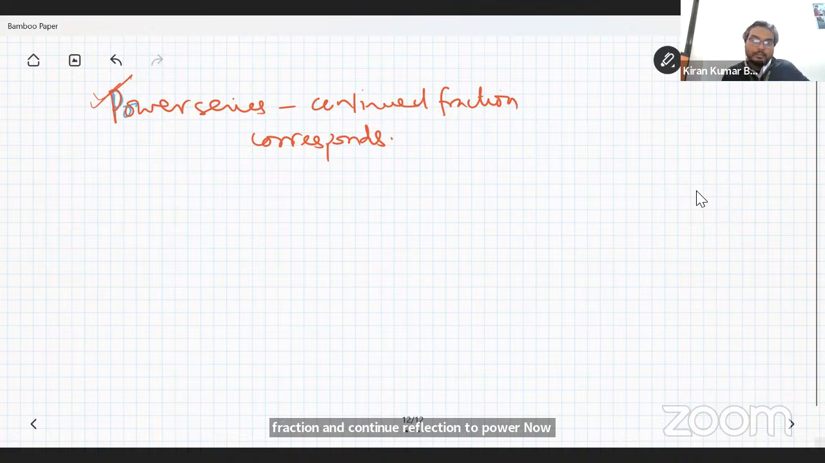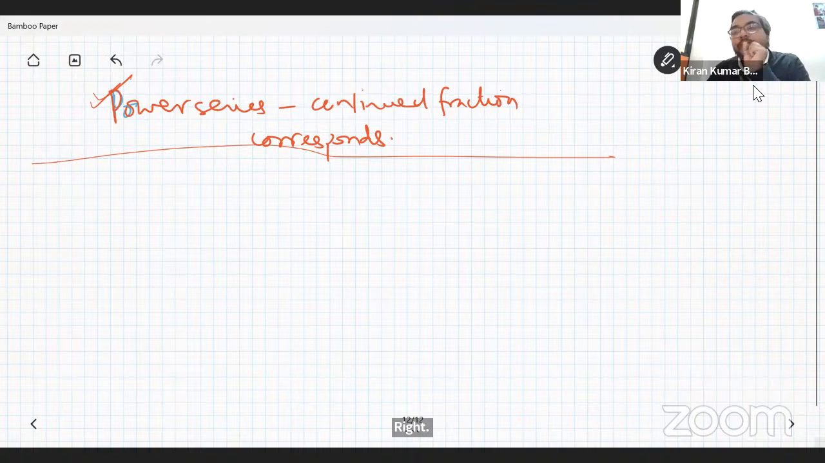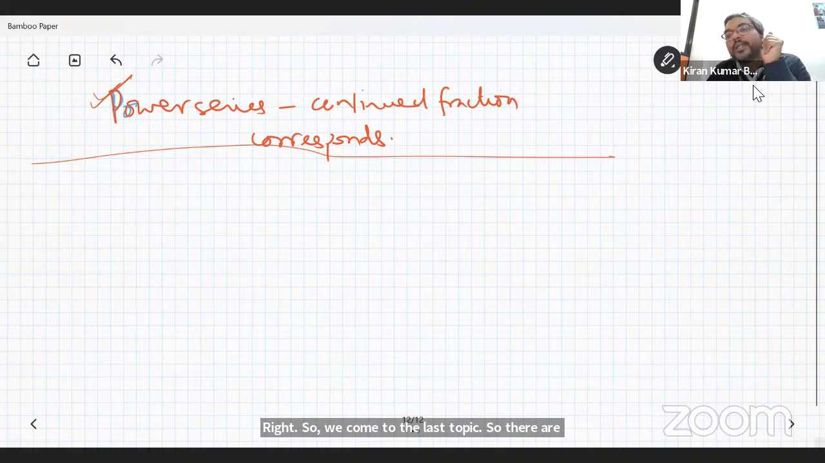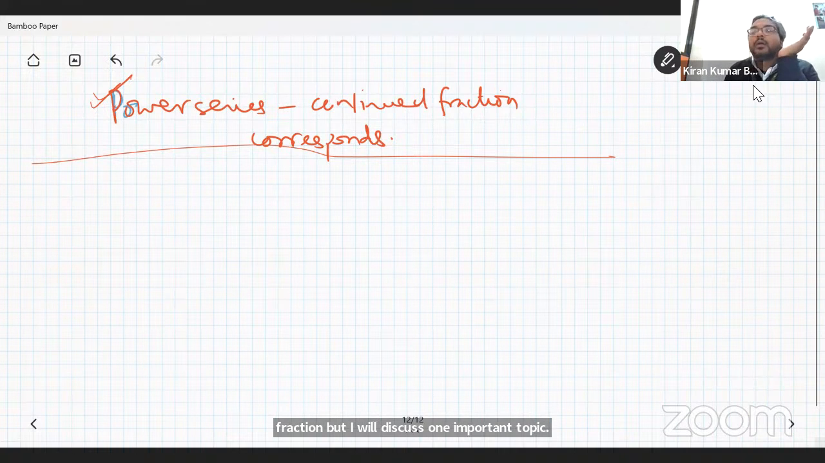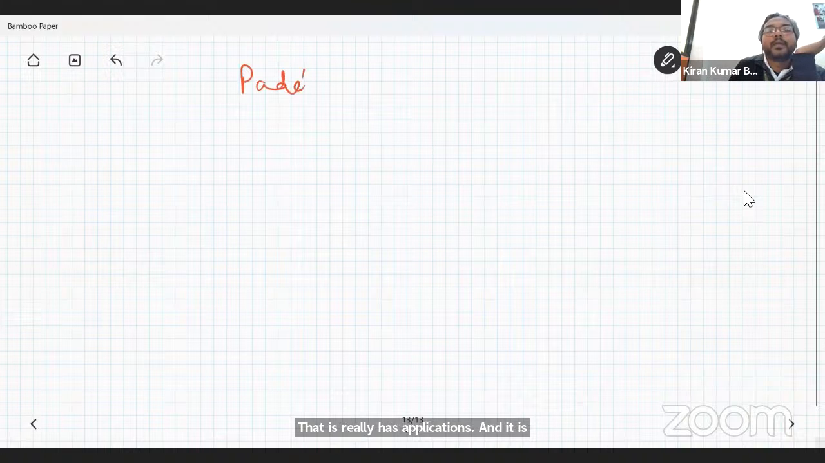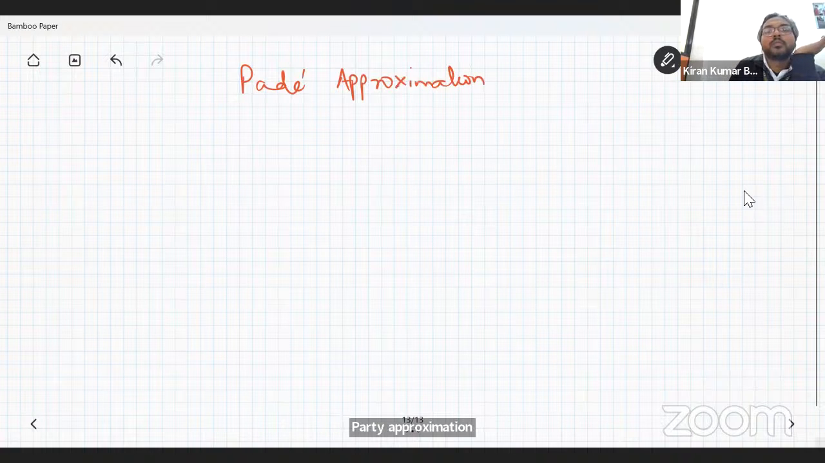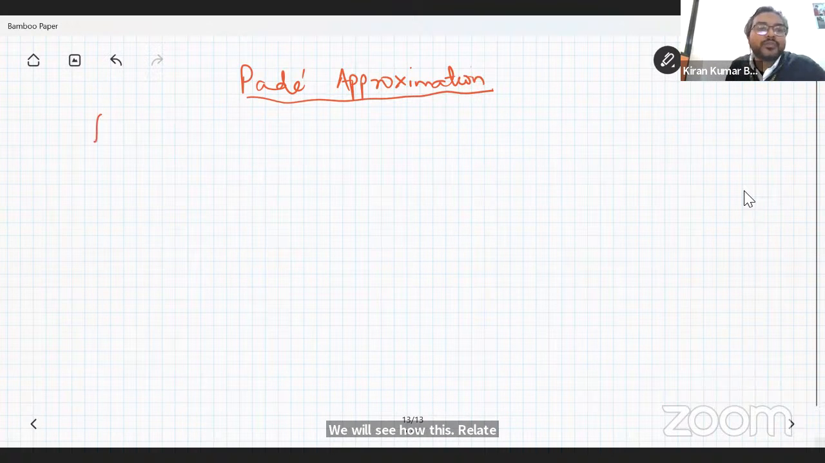Now, there are various things that you can discuss with continued fractions, but right, now we come to the last topic. I will discuss one important topic that really has applications, and it is called Padé approximation. We will see how this relates to continued fractions. So for example, I start with a function f(z).